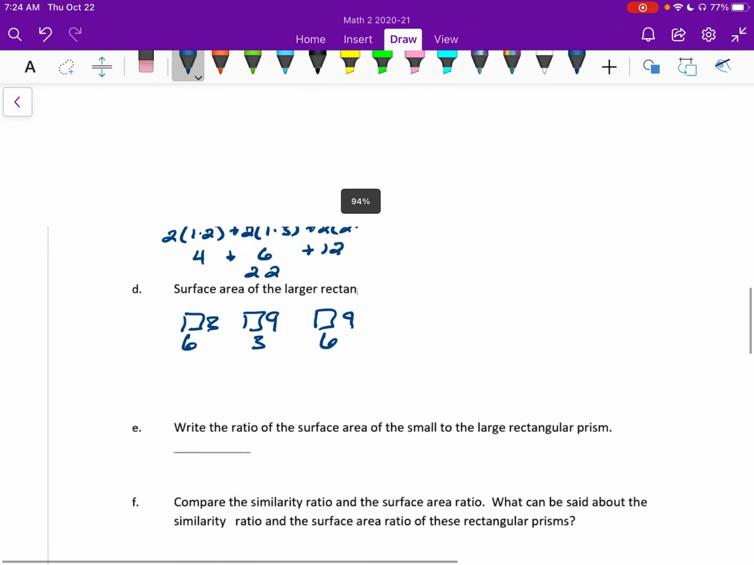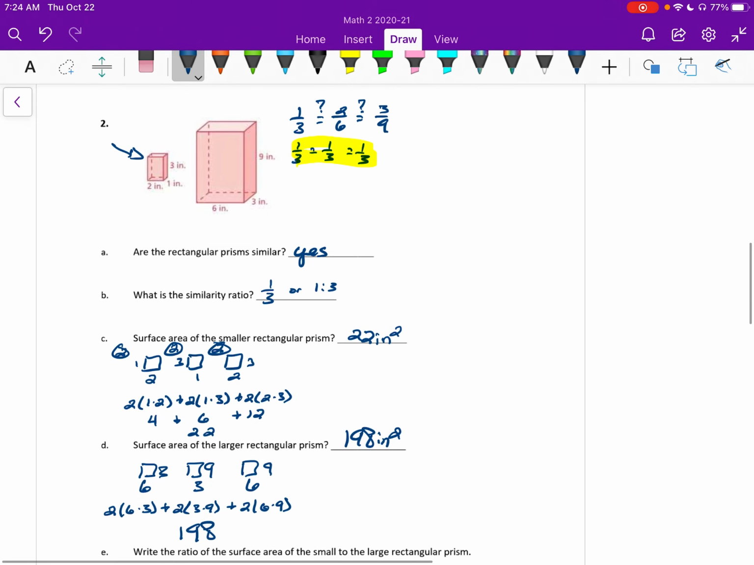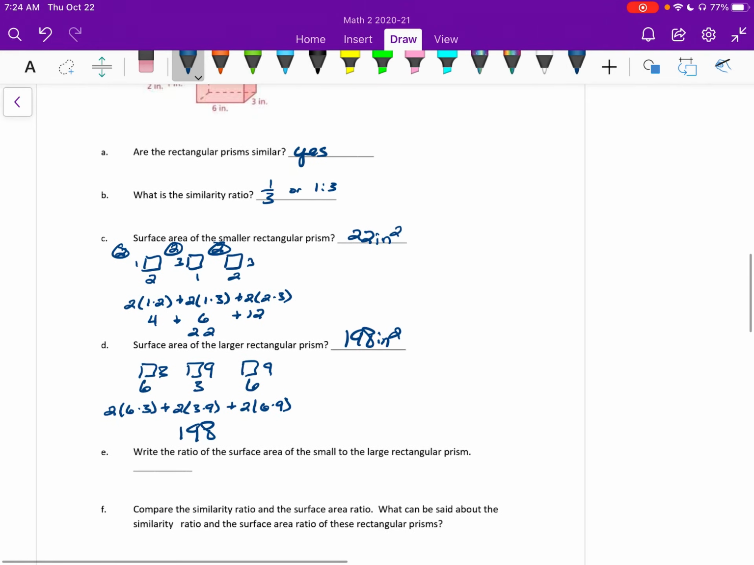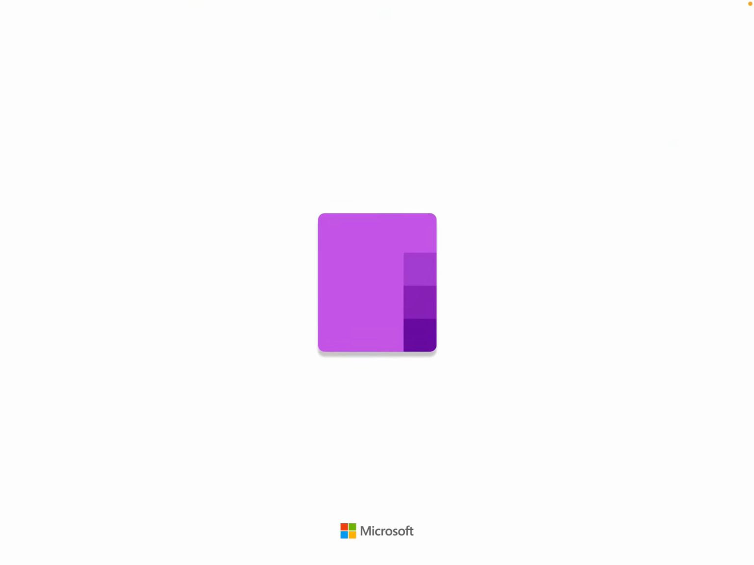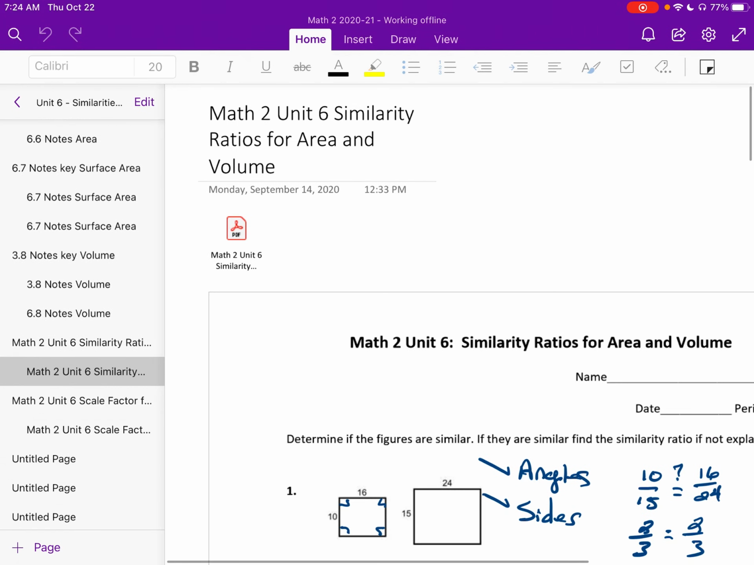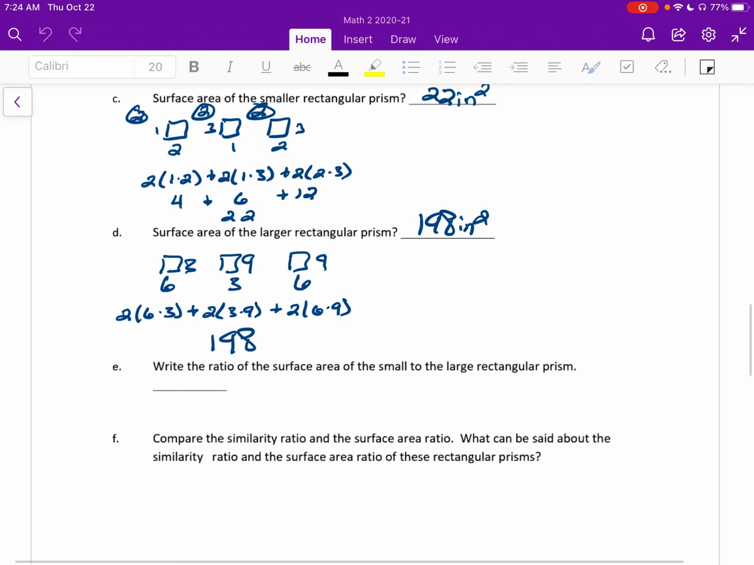All right. So again, just like last time, everything I've done so far should be very much review. We know how to find a similarity ratio. We know how to find surface area. Part E says write the ratio of the surface area of the smaller to the larger. Sorry about that. That's going to be 22 over 198.